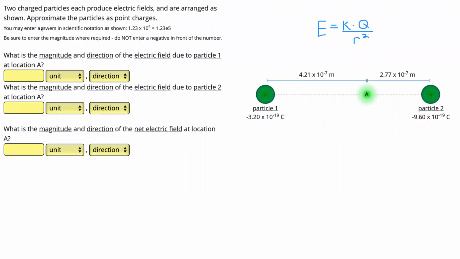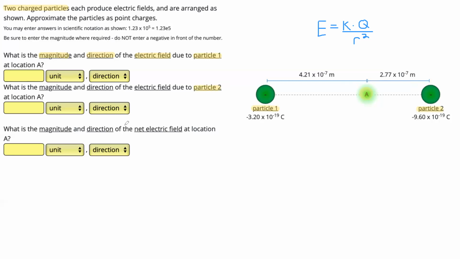In this problem, we have two charged particles that are each producing electric fields. So here we've got particle 1 and we've got particle 2. And here we're going to be looking at location A, shown here, and we're going to be figuring out the magnitude and direction of the electric field at point A due to particle 1. The same thing, the electric field due to particle 2 at point A.